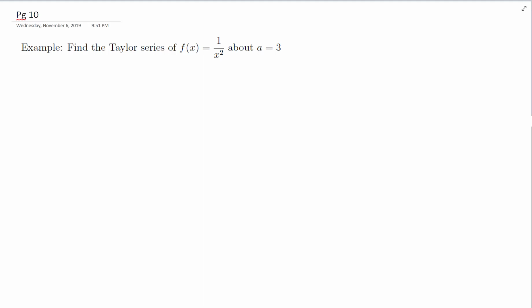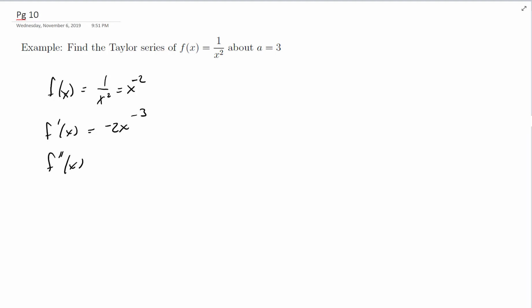Find the Taylor series of the function 1 over x squared about a equals 3. Since it is a Taylor series, we have to create this from scratch. No building blocks can be used. So I start off with, let's look at our function and take some derivatives. I want to think about this as x to the minus 2. Our first derivative, that's minus 2, x to the minus 3.